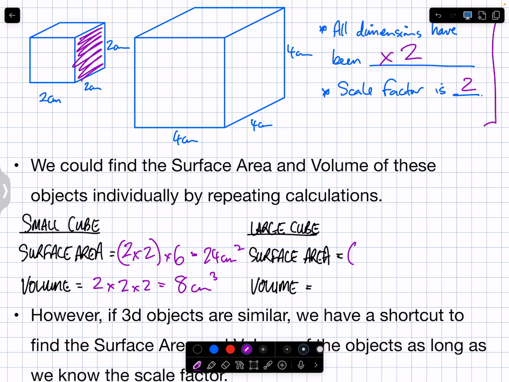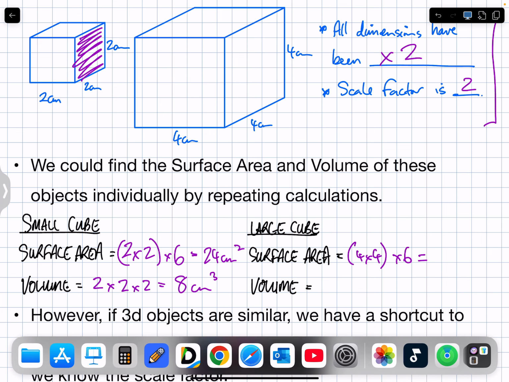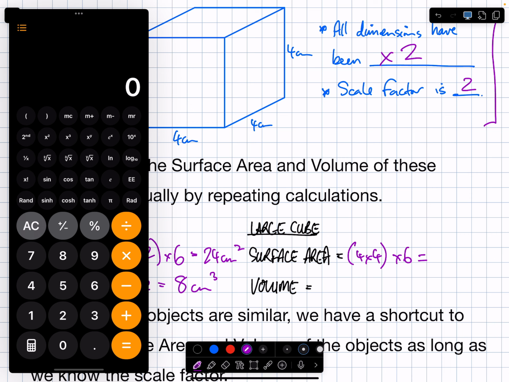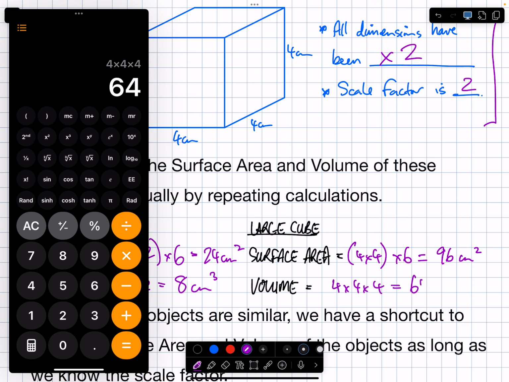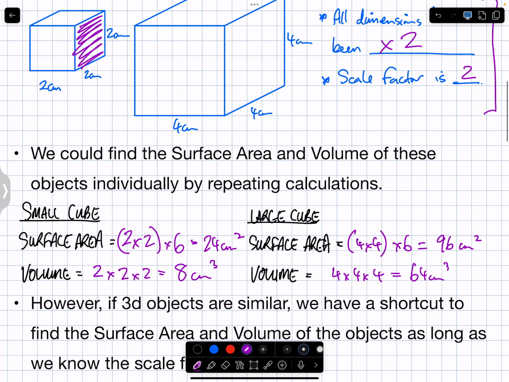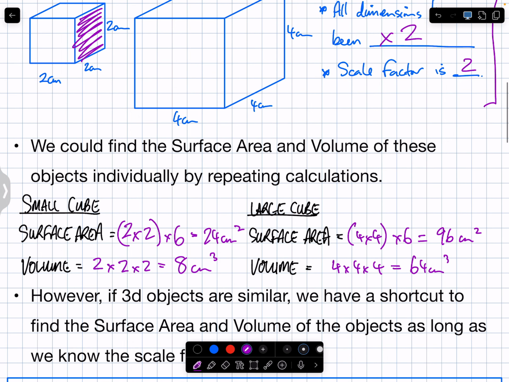Surface area is going to be 4 by 4, and there's 6 sides. 4 times 4 times by 6, 96 square centimeters, and 4 by 4 by 4 is going to be 64 cubic centimeters. We could do that. You don't need to copy that down. This is for illustration.